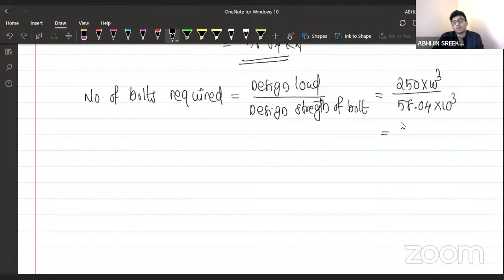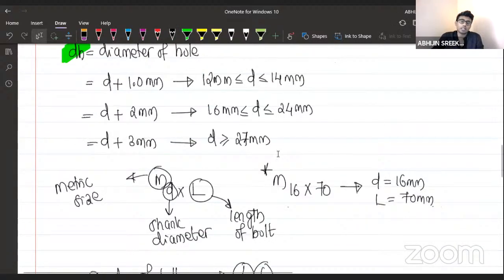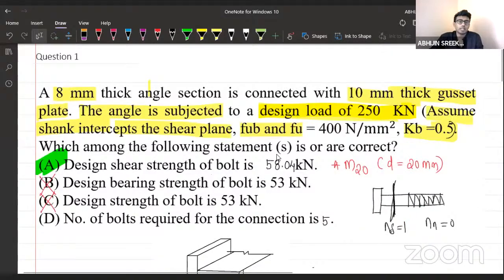We are getting it as 4.3. So how many bolts are required here? 5 number of bolts are required here. So let's go with option D. Option D here is the correct answer.